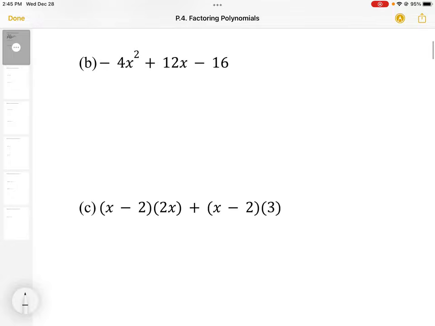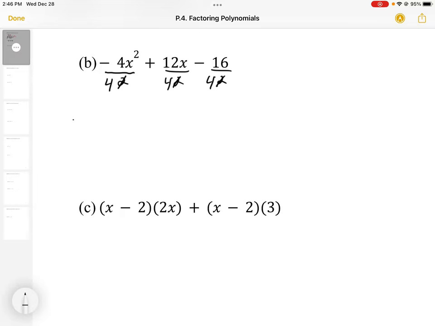So we have negative 4x squared plus 12x minus 16. So they're all divisible by 2, but they're also all divisible by 4. So 2 is not the greatest common factor, but 4 is the greatest common factor, at least for our coefficients. Now let's look at our variables. We have an x squared, we have an x, and then we don't have any variable on our last term. So we cannot include an x in our greatest common factor.